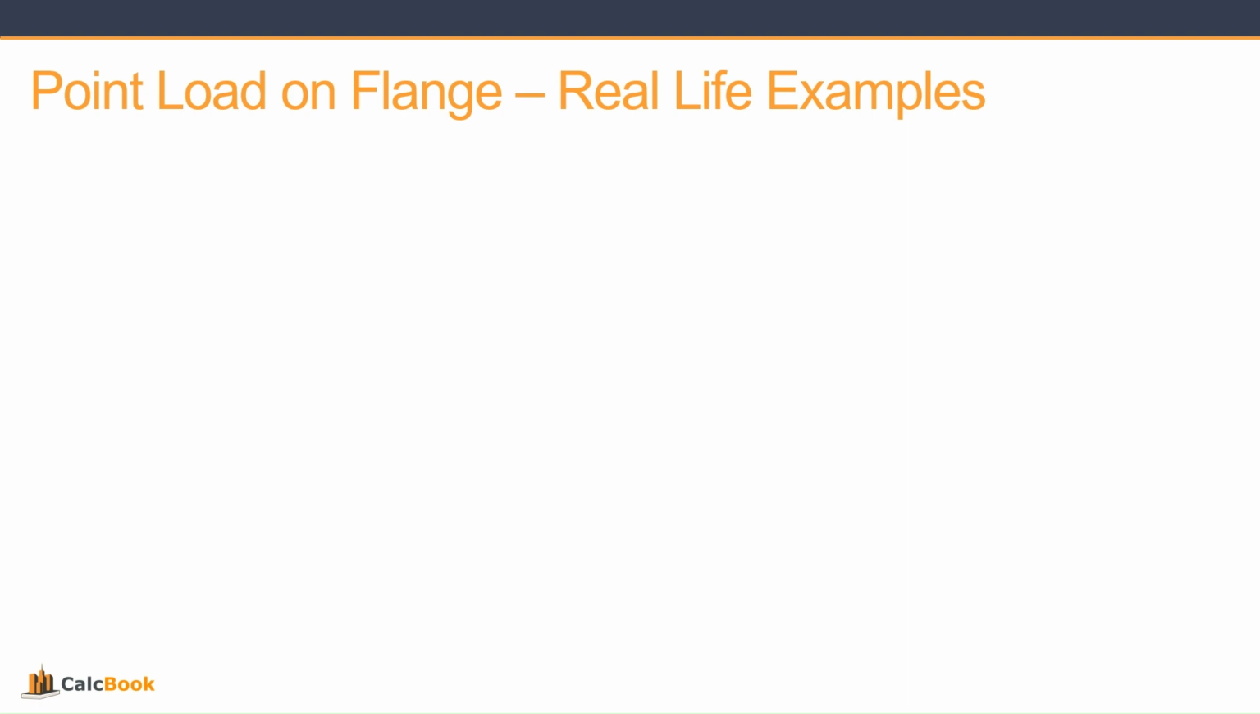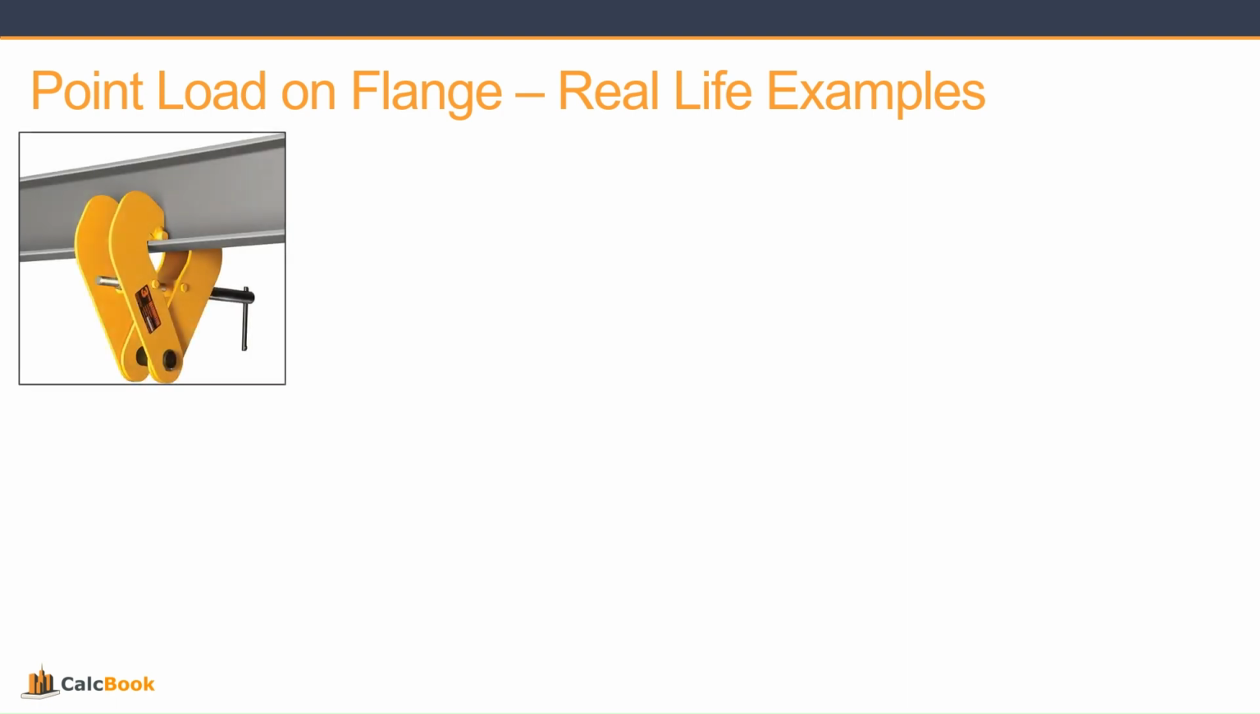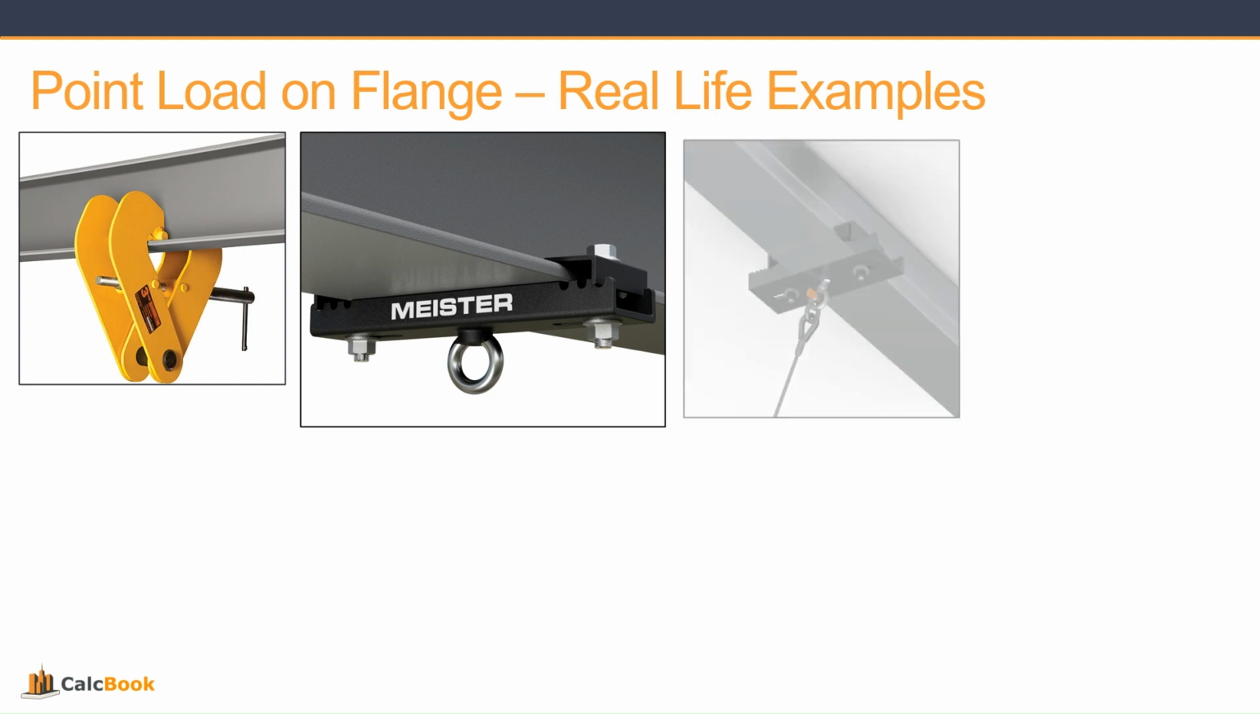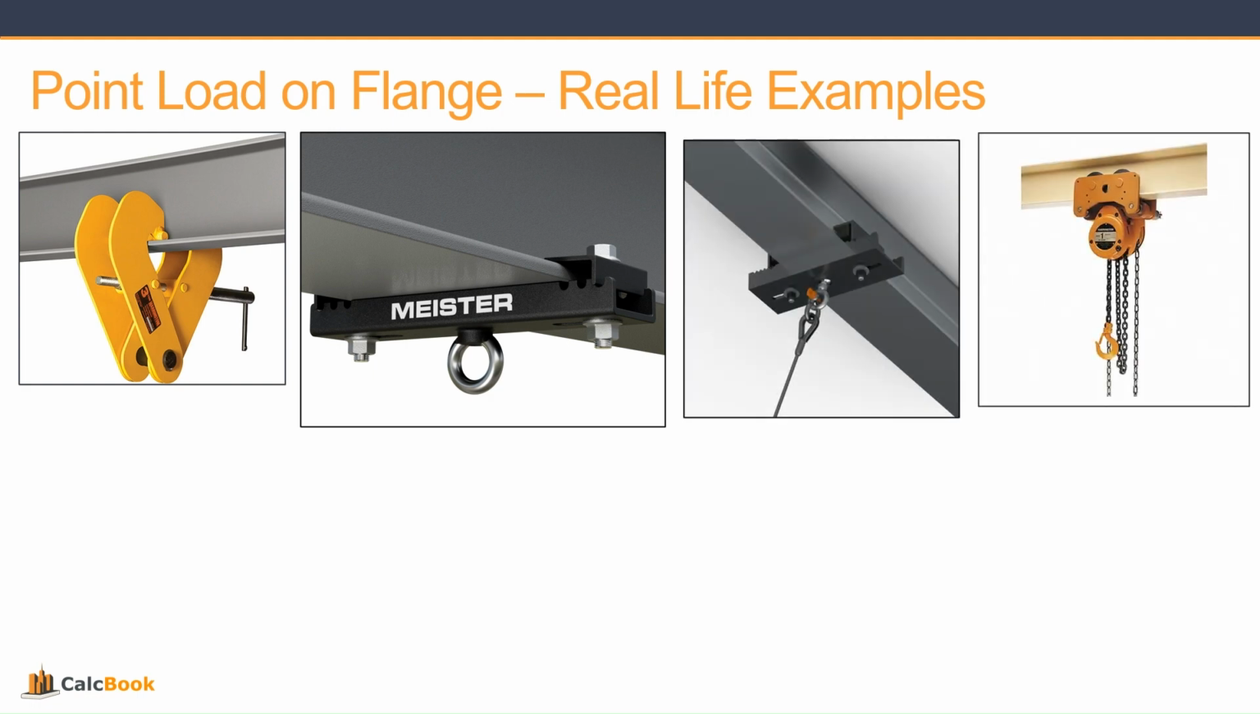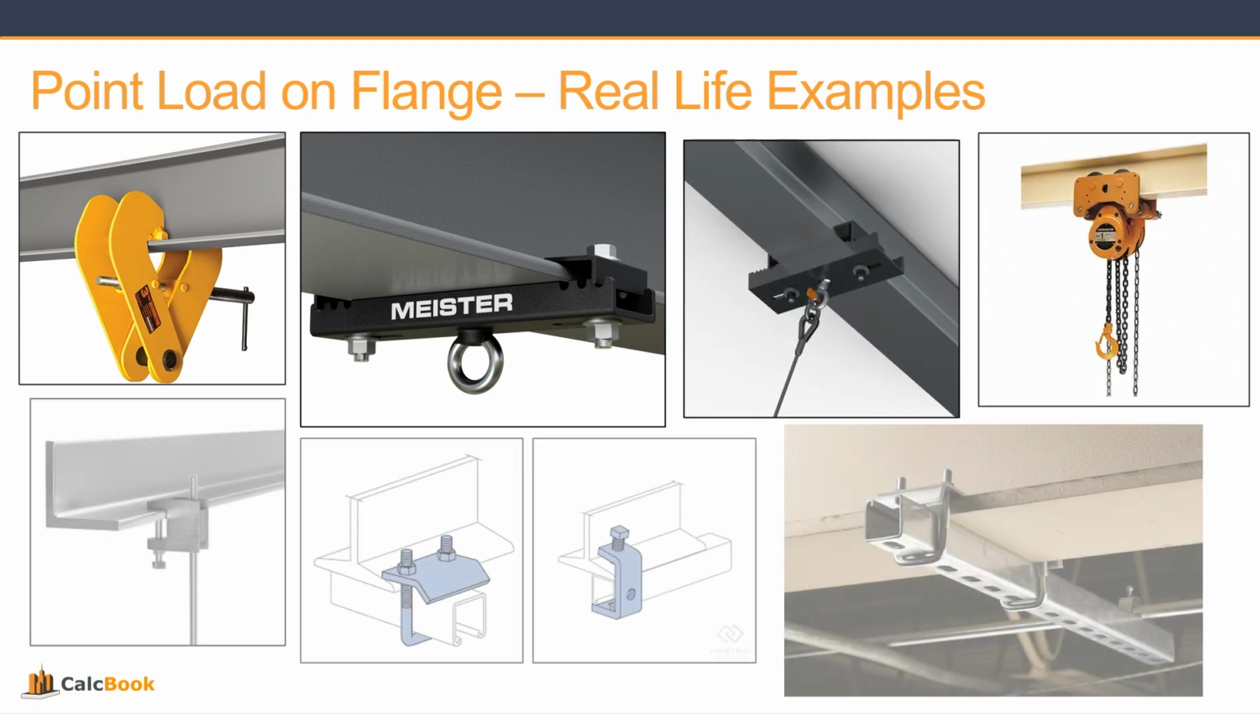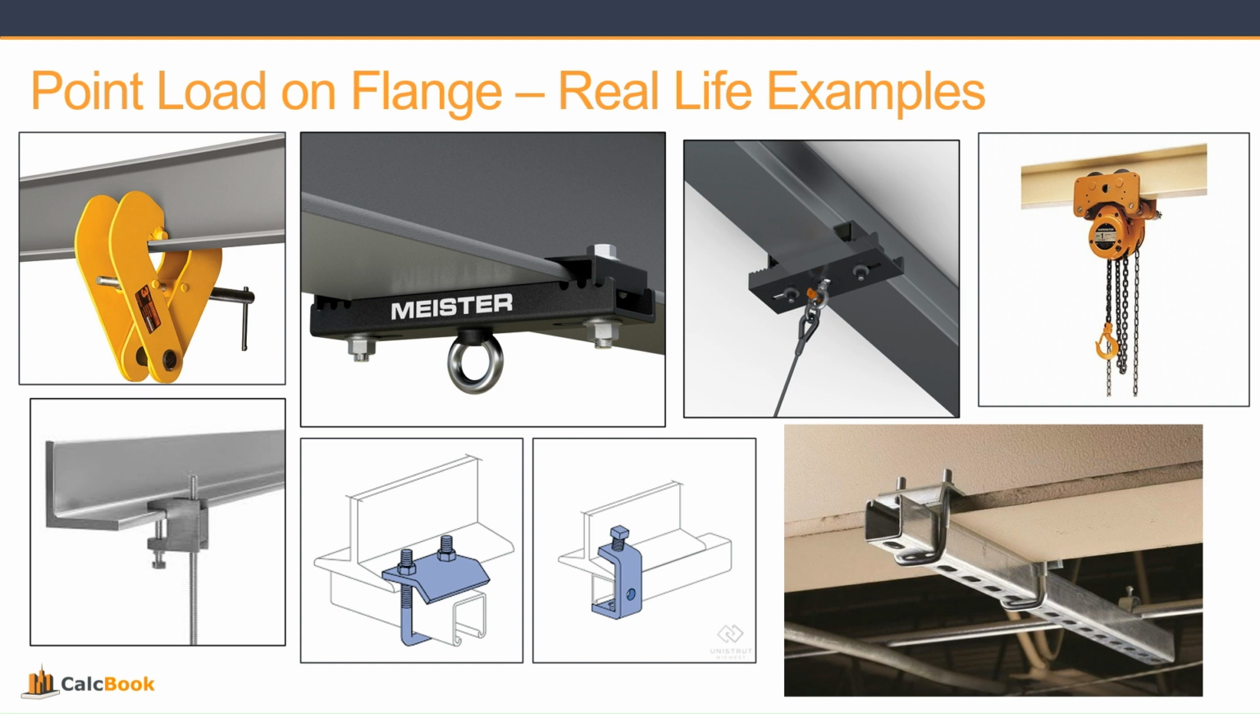Okay, so before we look at the problem statement, just a couple of real-life examples of where you would get point loading on a flange. Maybe a beam clamp of some sort, a couple of different types of beam clamps here, or maybe a crane rail. And then I'm sure we're all pretty familiar with unistrut attachments applied to the bottom of a flange. So just a couple of examples of what this might look like.